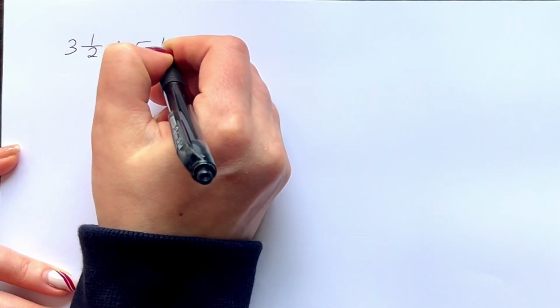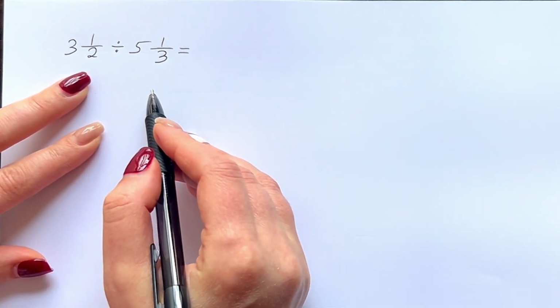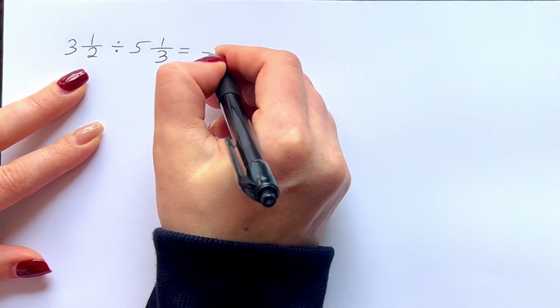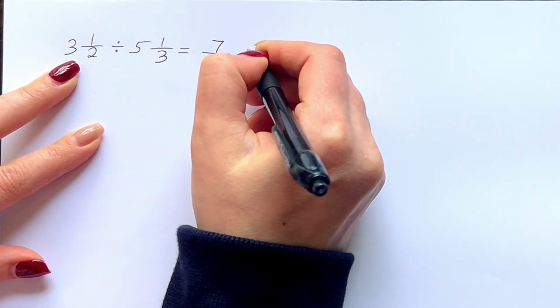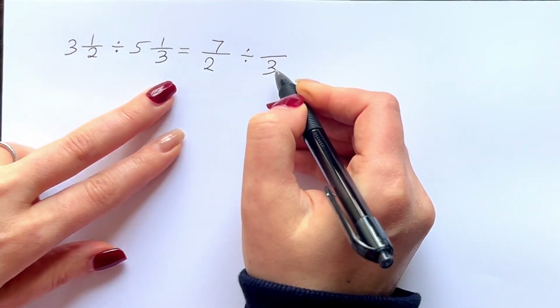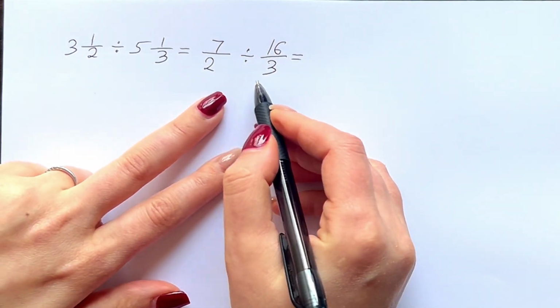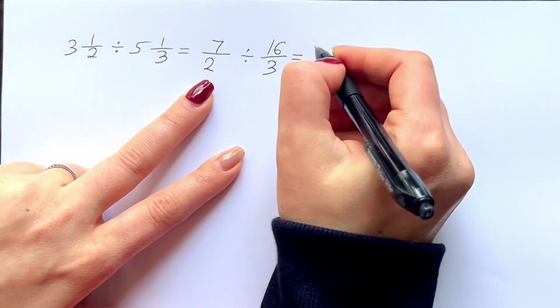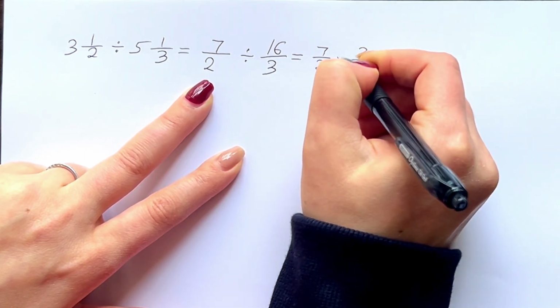Now let's do division of mixed numbers. Let's say we have 3 and 1 over 2 divided by 5 and 1 over 3. First of all, you remember I told you that for multiplication and division, we can't use mixed numbers. We have to make them improper fractions. So 2 times 3 is 6 plus 1 is 7 over 2. 3 times 5 is 15 plus 1 is 16 over 3. Now you already know how to do that. We skip the first fraction, flip the second fraction, and put multiplication.